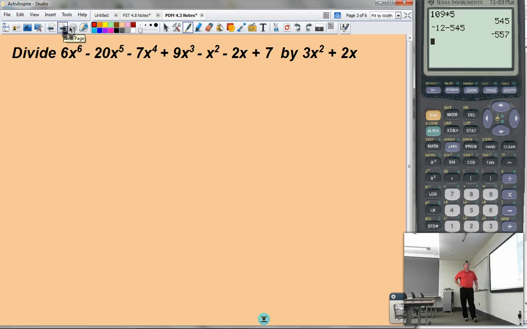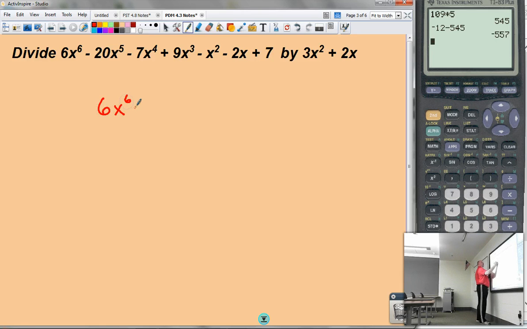Oh boy. Okay, we have one more to do. 6x to the 6 minus 20x to the 5th minus 7x to the 4th plus 9x cubed minus x squared minus 2x plus 7. You know, when I made this up, it was earlier in the day, but we need to do it. So we're going to write it out.